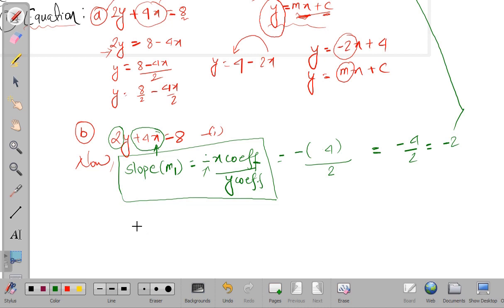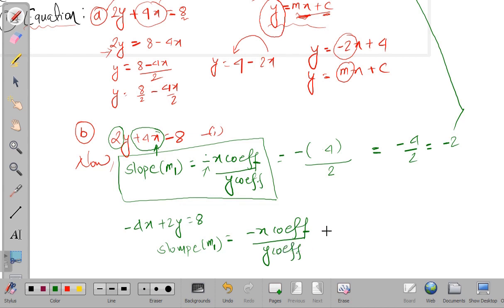And also see, the same question, I'm just making a slight change. If instead of plus 4x, I had negative 4x plus 2y equals 8, okay, how would I have calculated the slope? Here the formula is the same, the pattern is the same. Slope m1 is equal to negative of x coefficient upon y coefficient, okay.